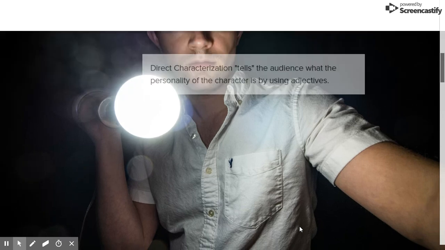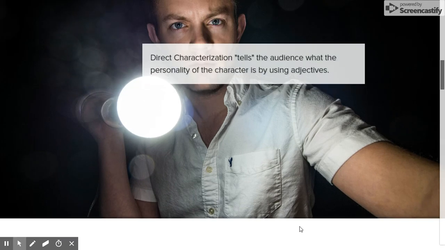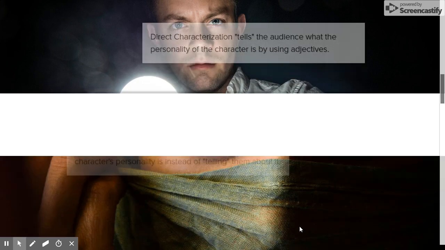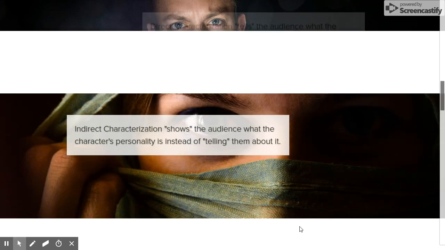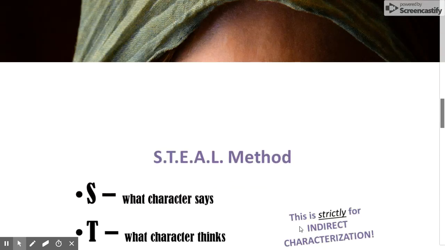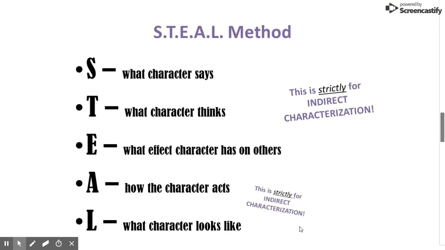There are two types of characterization: direct and indirect. Direct characterization tells the audience what the personality of the character is by using adjectives like kind, generous, or selfish. Indirect characterization shows the audience what the character's personality is instead of telling them about it. And they show using these five ways.